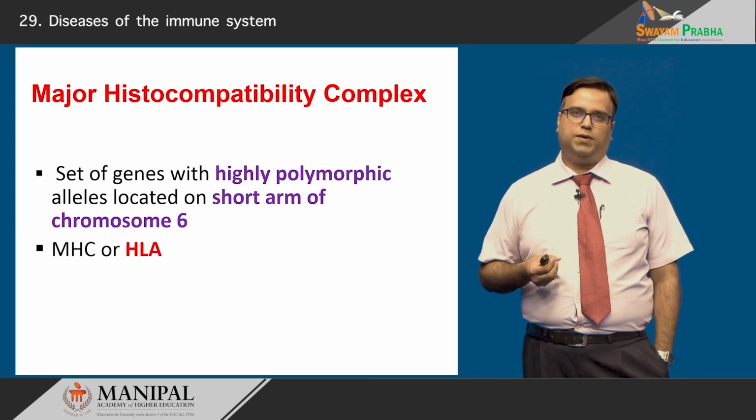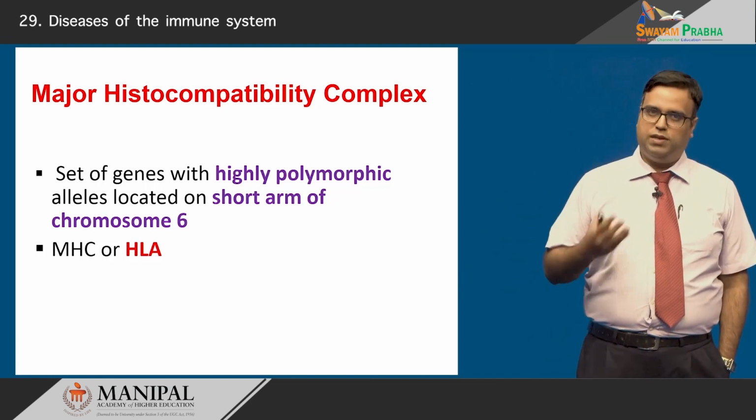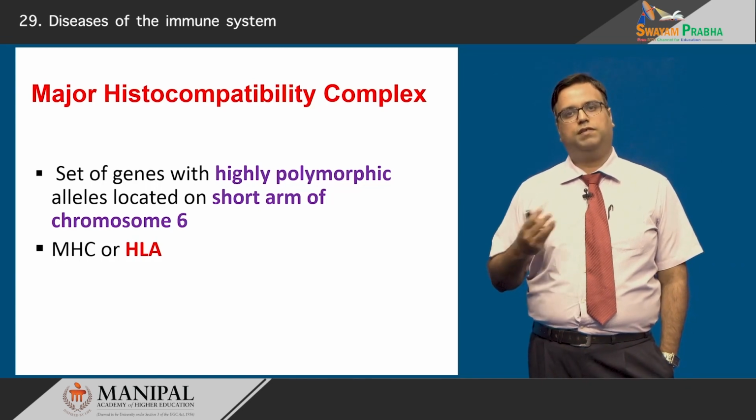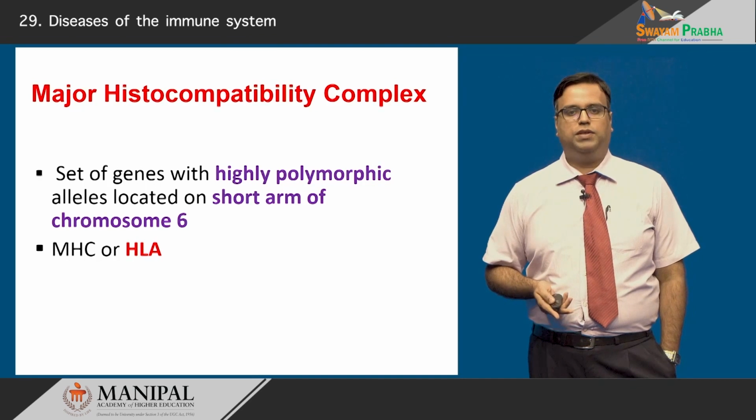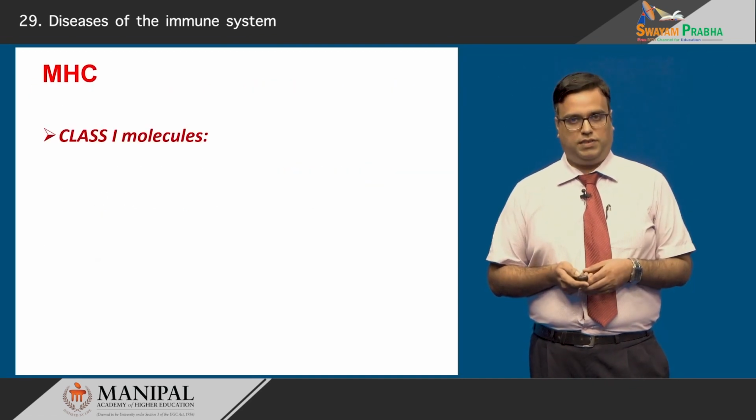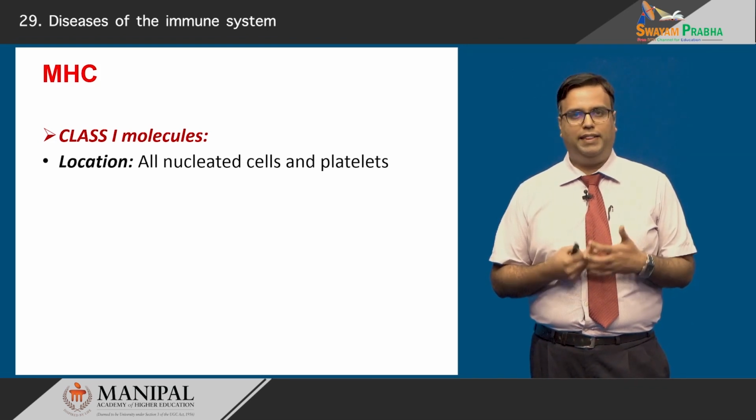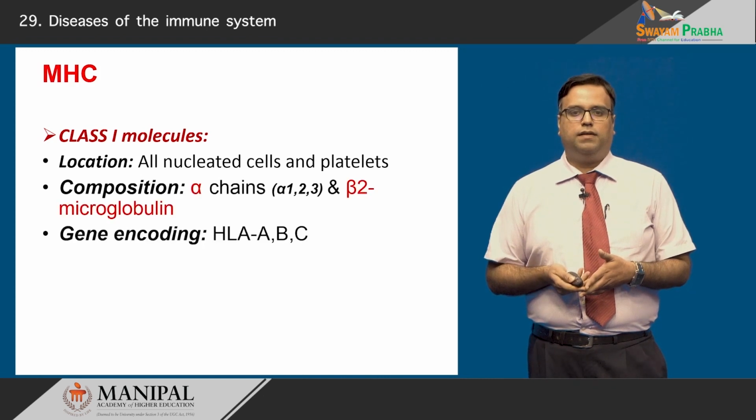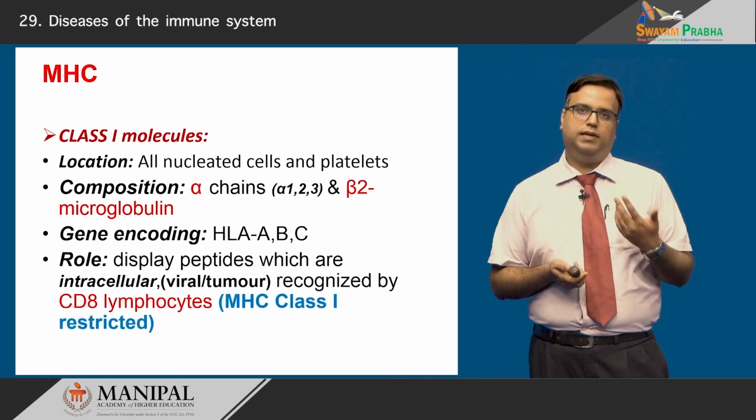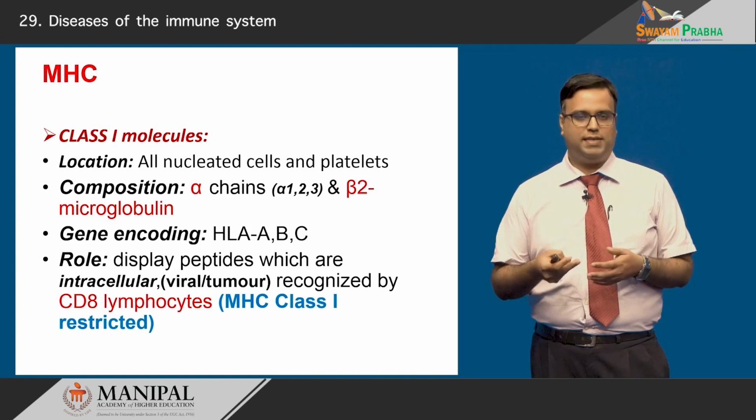They are mainly important because they produce what is called polymorphisms in the allele expression. They are also referred to as HLA because in humans it was discovered first in the leukocytes. What do they do? Now, MHC molecules have what are called class 1 and class 2. Class 1 molecules are located mainly in all nucleated cells and the platelets. The genes encoding for the same are HLA A, B and C, but more importantly or central to our understanding of what they do during the T cell receptor complex is this.